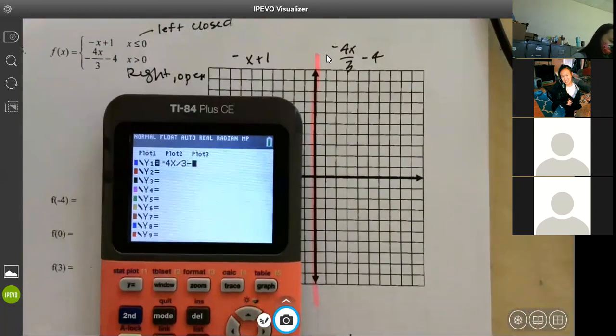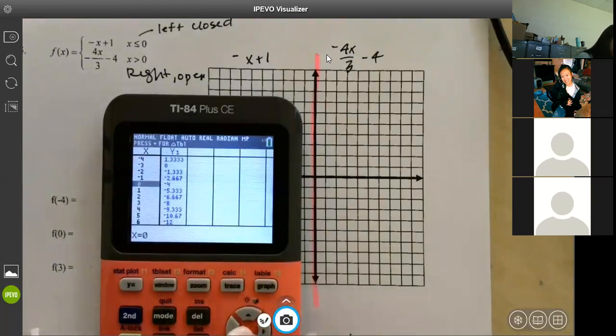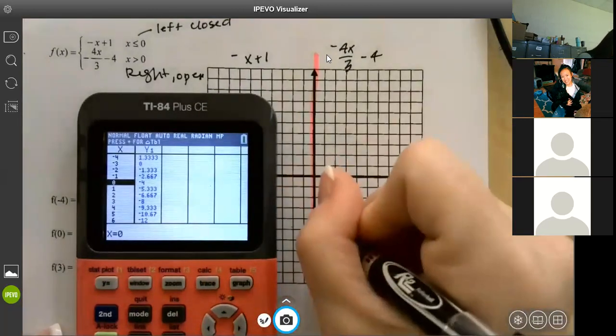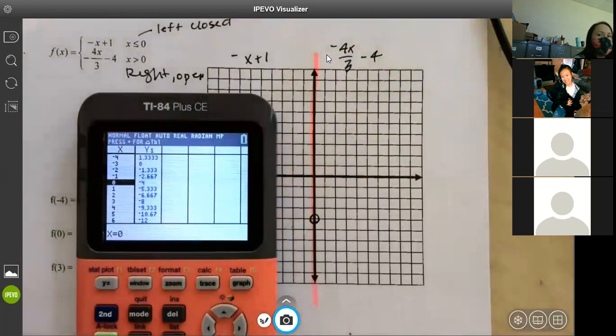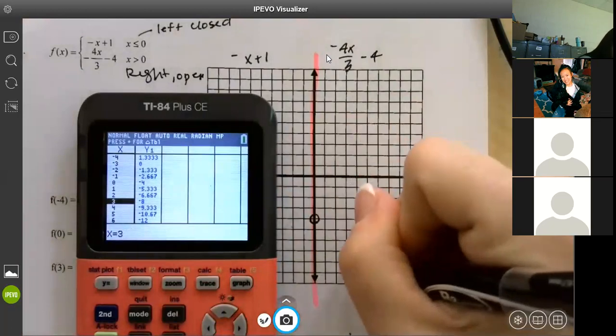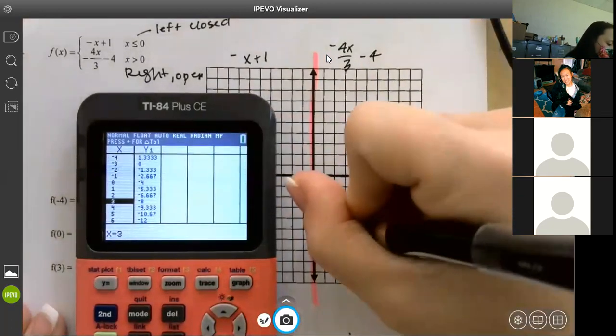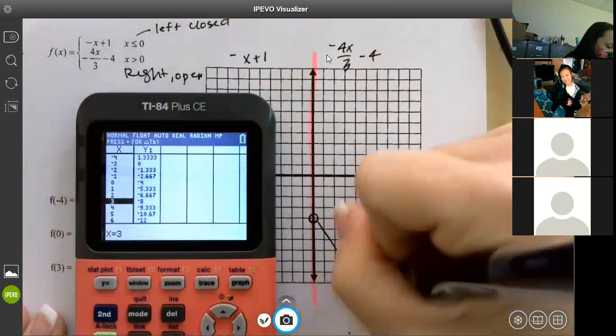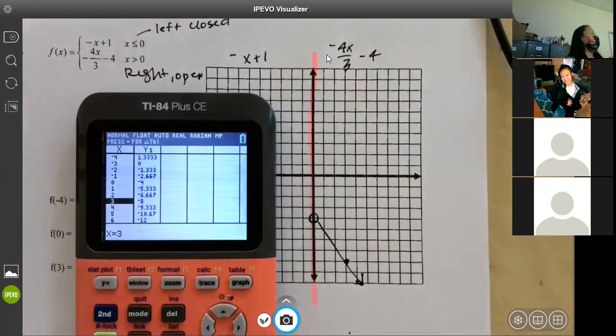I'm going to start with the right side. -4x divided by 3 minus 4. On the boundary point of 0, my coordinate is 0, -4, and it says it's open. Okay, our inequality tells us it's open. We're going to graph to the right. So 3, -8 is my next whole point, and that is perfectly fine. There's nothing else that I can graph on here. You do not have to graph all the decimals. I would not.